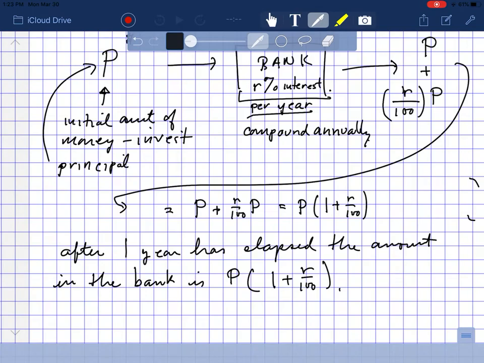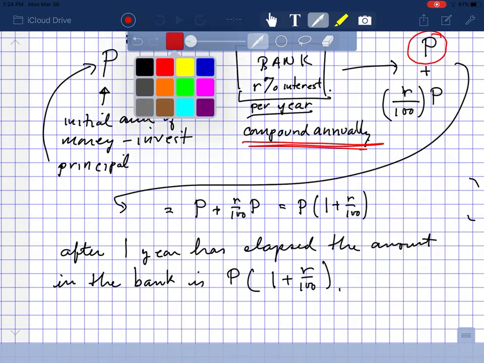Okay, now I want to point something out. Because this money is being compounded annually, all right? If you take your money out of the bank before 1 year has elapsed, then the only return you're going to get is P, the amount of money that you put in. They only pay the interest to you after the 1 year has elapsed, right?